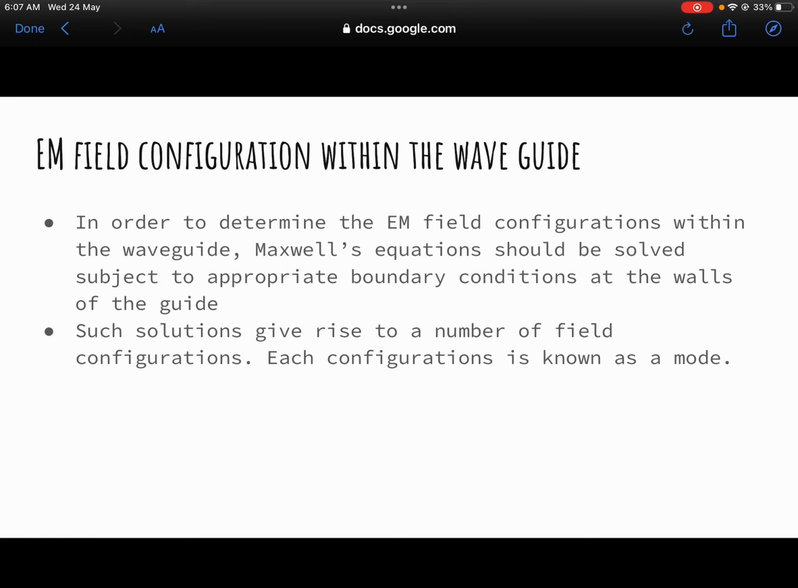In order to determine the EM field configuration within the waveguide, Maxwell's equations should be solved subject to appropriate boundary conditions at the walls of the guide. Such solutions give rise to a number of field configurations. Each configuration is known as a mode.